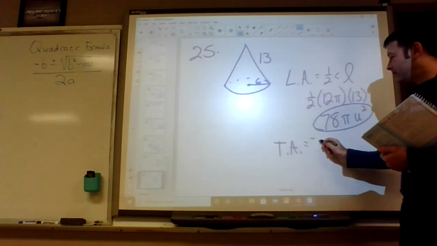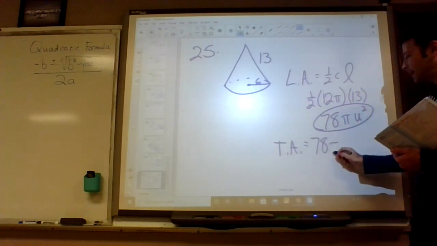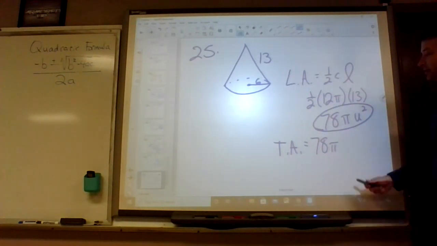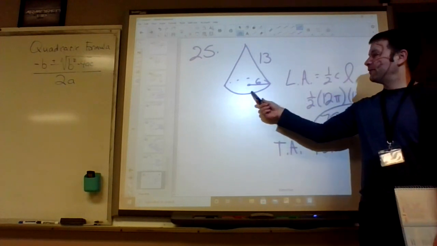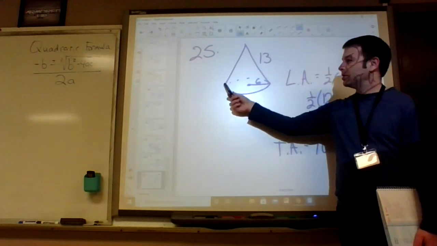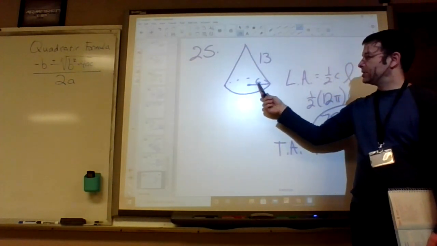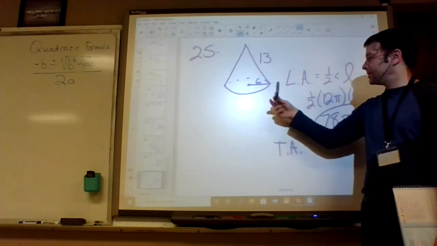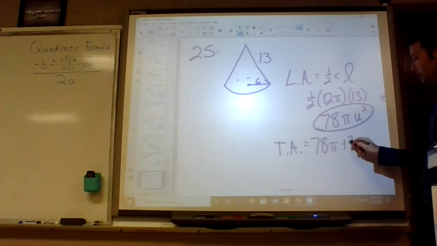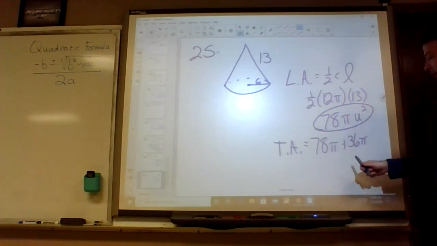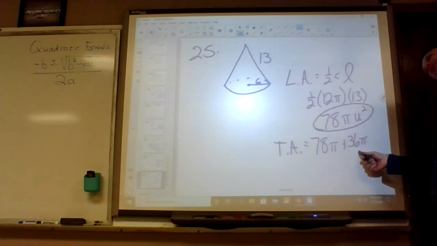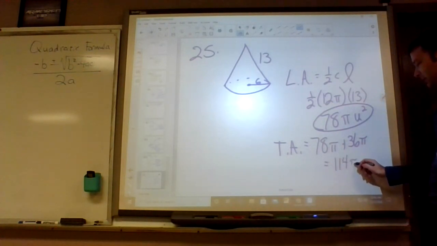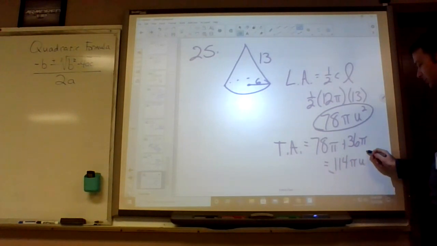What do I need to do to find the total surface area? What am I missing that I didn't get on this? Base. How do I find the area of a circle? R squared. So 6 times 6. Now it's easier on a cone because there's only one of them, right? 6 times 6 is 36 pi. 78 plus 36 is 114 units squared.